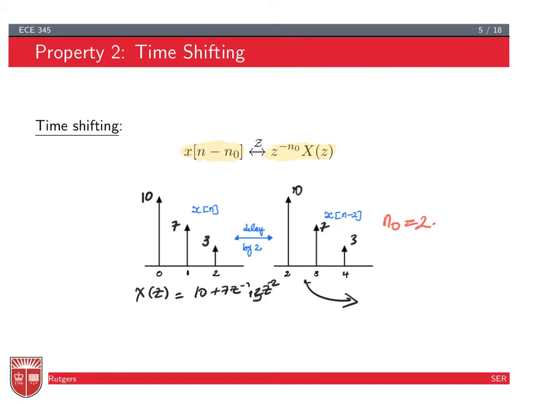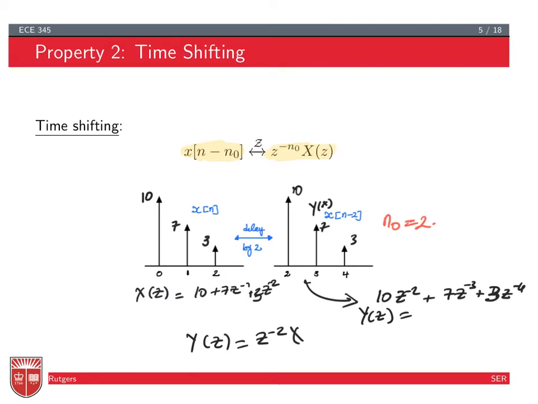And the shifted signal is going to be equal to 10z to the minus 2 plus 7z to the minus 3 plus 3z to the minus 4. So you can see that if we call this shifted signal y of n, then Y of z is actually equal to z to the minus 2 times X of z.